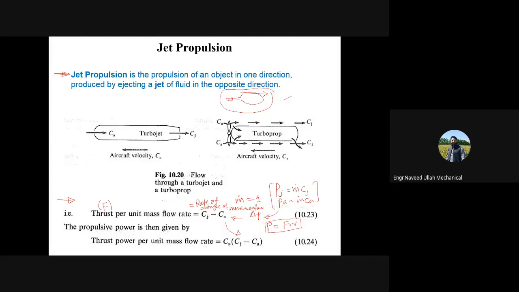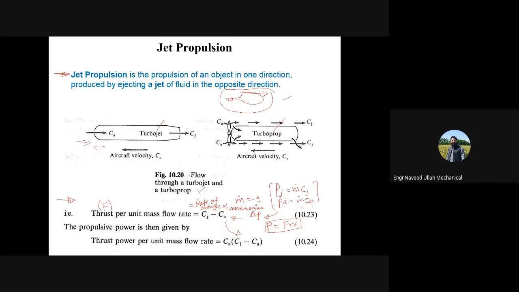Okay, now, but obviously we are talking about this jet propulsion in some practical cases. So if you look at the turbojet engine or the turboprop engine, what happens is that we have the air inlet velocity. Okay, this is the aircraft velocity, and this is the air velocity. Because the velocity with which the aircraft is moving, with the same velocity the air will be entering this turbojet engine, okay? And this is your jet velocity, okay? So the aircraft velocity, and this is the jet velocity. And similarly here also, this is the aircraft velocity and this is the jet velocity in turboprop, okay? So this is actually flow through a turbojet and turboprop engine, right?